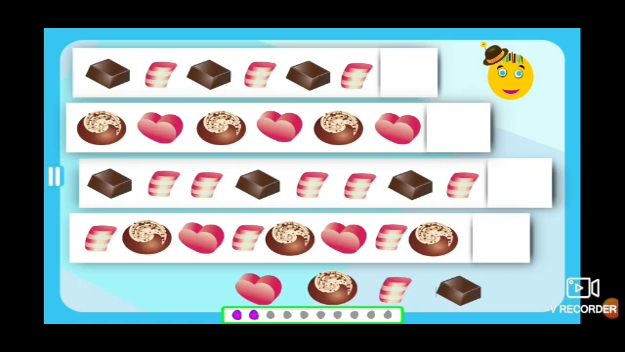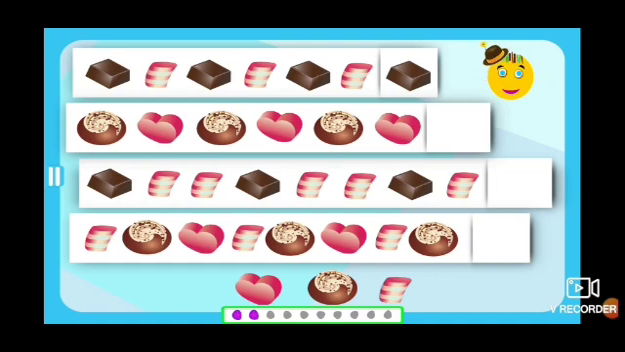Now here, in this pattern, we can see there is one chocolate, there is another red color chocolate, then one more brown chocolate, then one red chocolate, then one brown chocolate, then red chocolate. So what should come over here? So brown, red, brown, red. So after red, it should come brown chocolate.